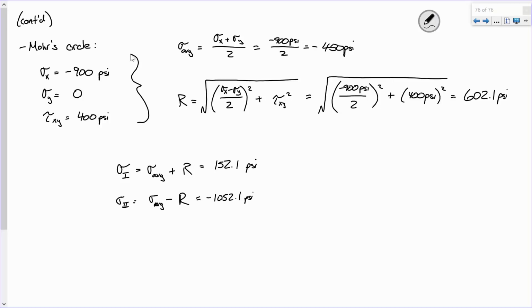Now, what's the maximum shear stress? Let's see if y'all are paying attention. What is the maximum shear stress? R. There you go. Which is 602. Now, what if I told you, this is where this is important. First off, here's your answer, by the way. This is your answer.